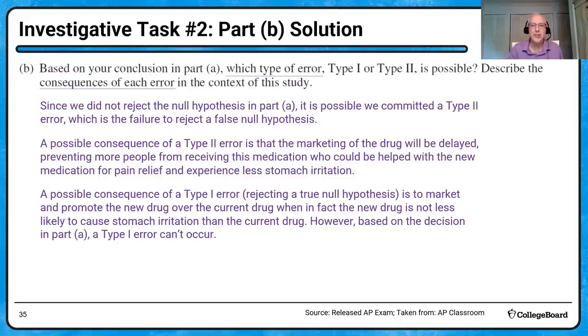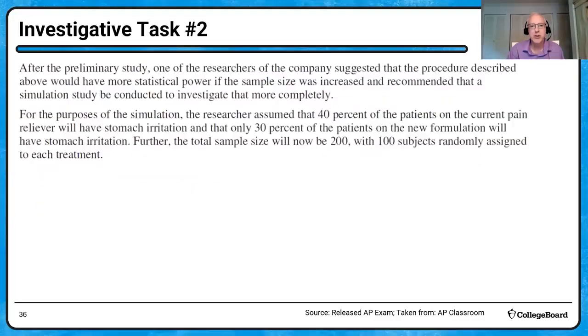You've described consequences, I'm sure, in your course, but this is asking you to do several things just to earn credit for part B. We should be on the lookout for an unexpected twist because so far parts A and B have seemed pretty familiar. And here it comes. After the preliminary study, one of the researchers of the company suggested that the procedure described above would have more statistical power if the sample size was increased and recommended that a simulation study be conducted to investigate that more completely.